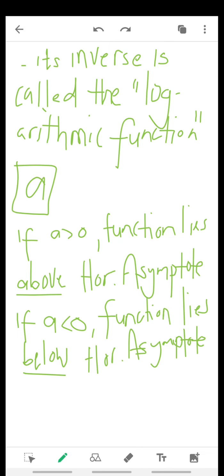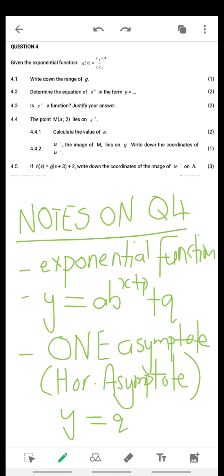Also, I've already said that the inverse of an exponential function is called the logarithmic function, where everything becomes the opposite. So whatever is x on the exponential function becomes y on the logarithmic function. Whatever is y on the exponential function becomes x on the logarithmic function. Whatever is the horizontal asymptote for the exponential function, with the logarithmic function, it will be the vertical asymptote.